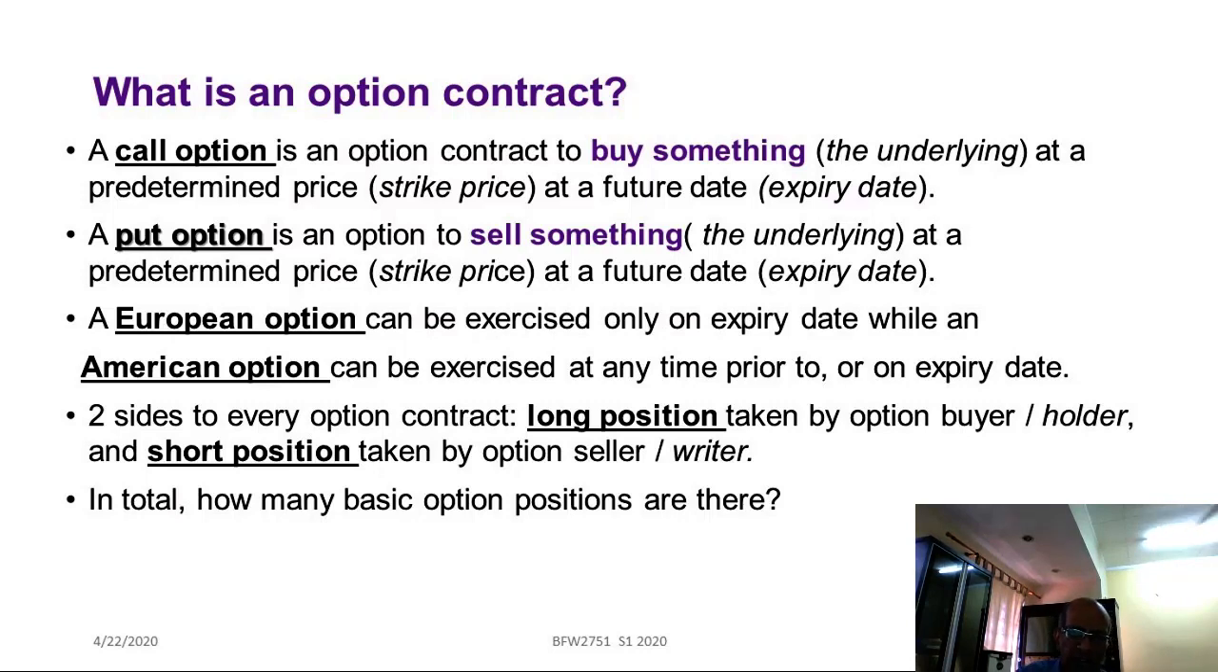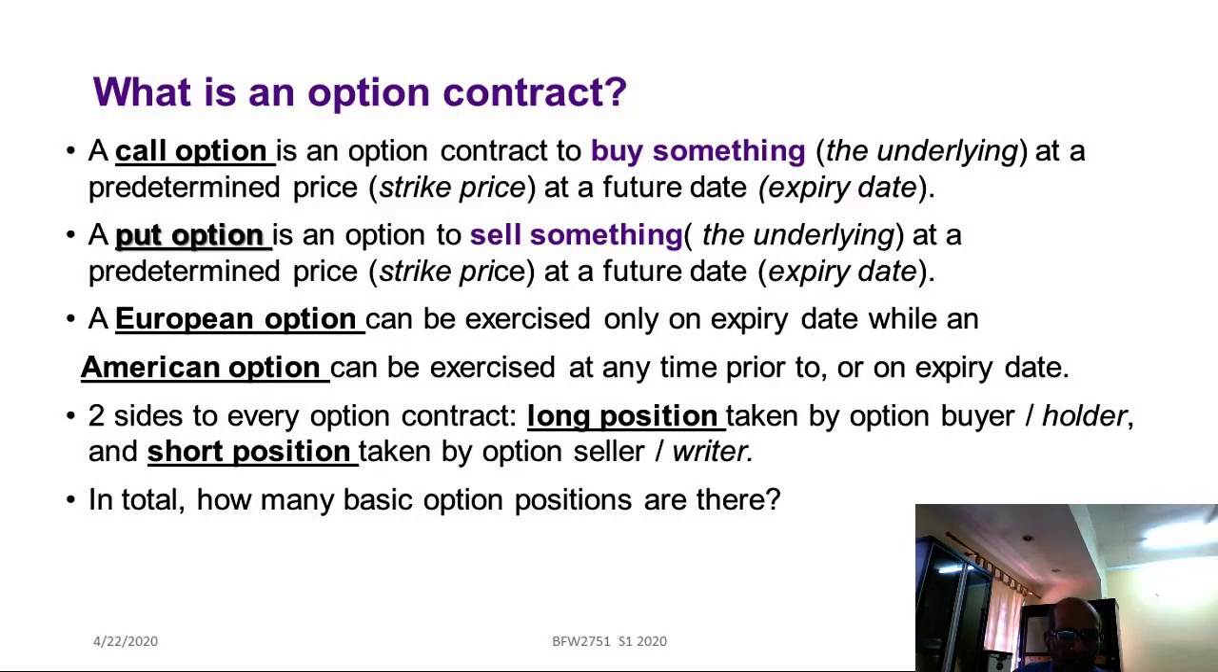It can be exercised only at the expiry date. At the maturity, you can exercise it only at the maturity. Because let's say you buy a call option to buy 1,000 barrels of crude oil, not considering it for now, let's say at $50 per barrel.